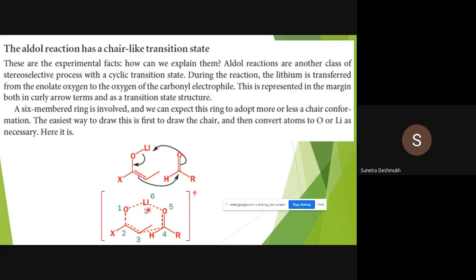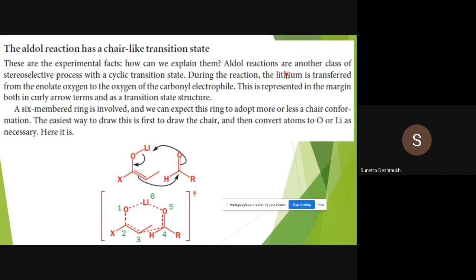Here, which bonds have been broken and which new bonds have been formed, we have to show with these dashed lines. So if we look, there is a formation of a 6-membered cyclic transition state, in which we have the sum of all broken bonds as well as newly formed bonds. This is a very important experimental fact. How can we explain them?